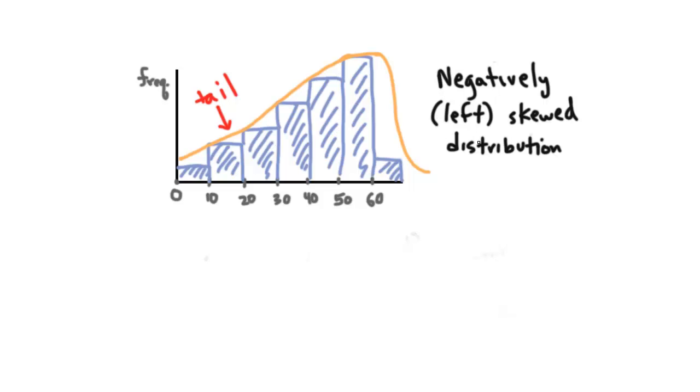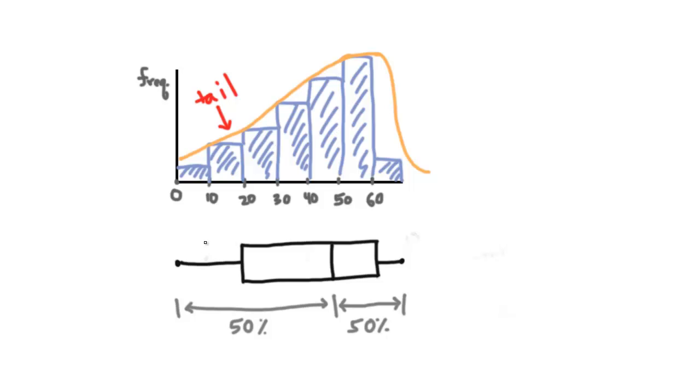So for a negatively skewed distribution, the mean will be less than the median. Okay, that's an important fact for a left skewed distribution.